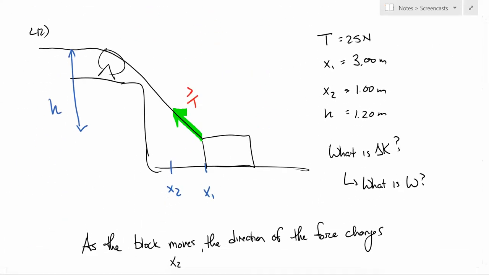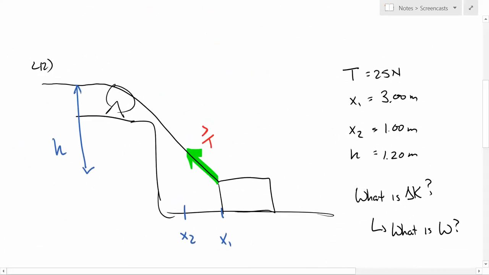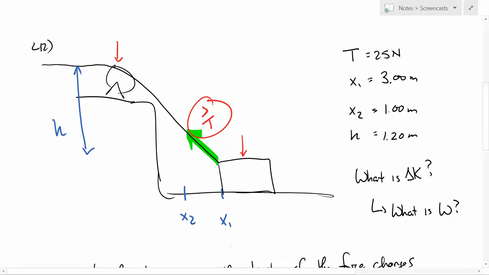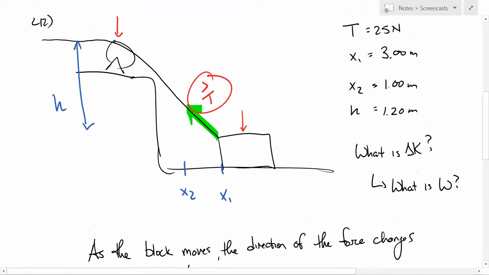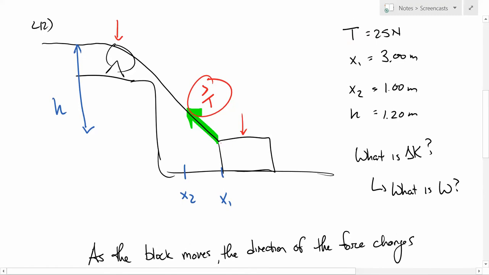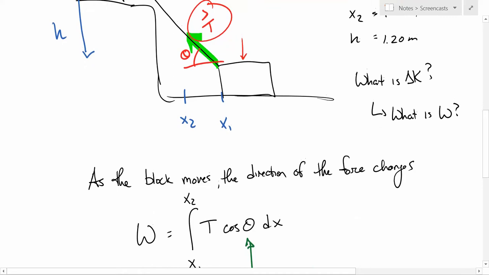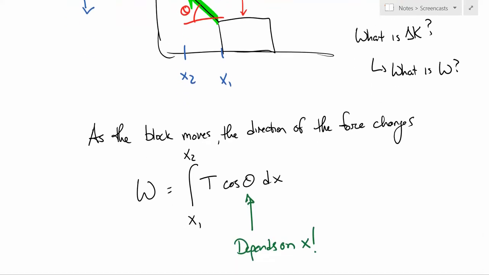As for number 42, 42 is a little more sinister. So we've got a pulley, a block, and it's being pulled by this tension that's at an angle. So as you are pulling it, and you want to find the change in kinetic energy, you have the slight problem that the direction of the force changes. So basically, as it's pulled, this angle is going to change. So if you wanted to write out your work as an integral expression, you have an implicit dependence on x inside of theta.